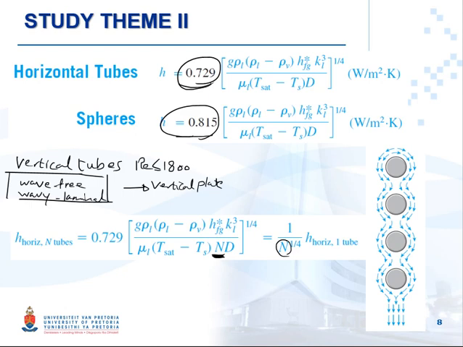We want to find correlations for as many geometries as we can, because that will help us to have a better understanding of what geometry, what kind of configuration, and what Reynolds number will give us better heat transfer performance. Okay.